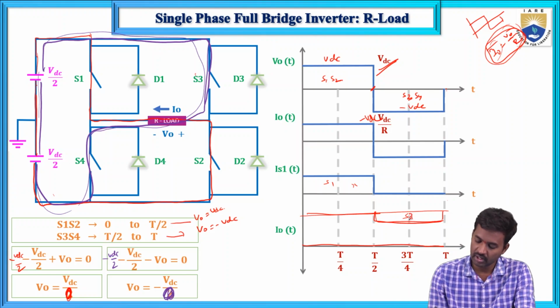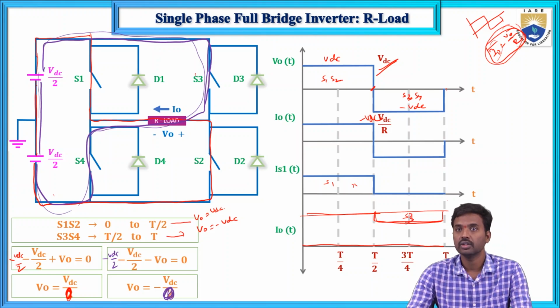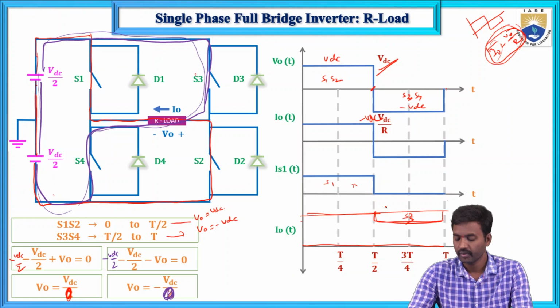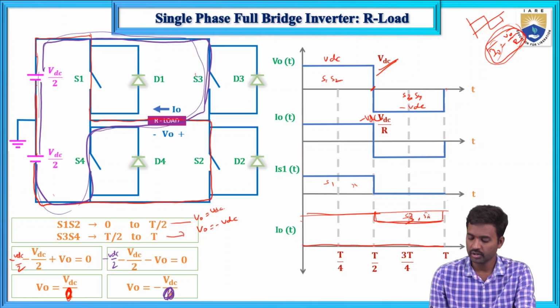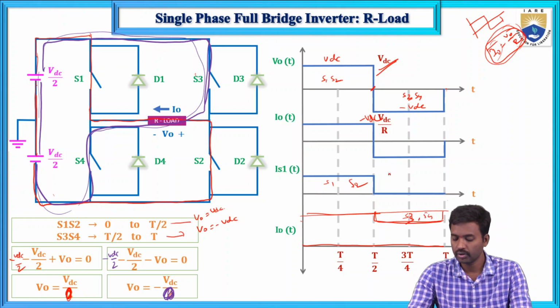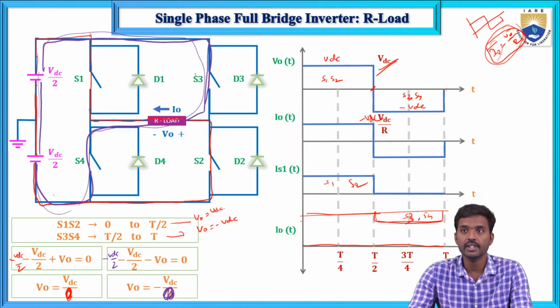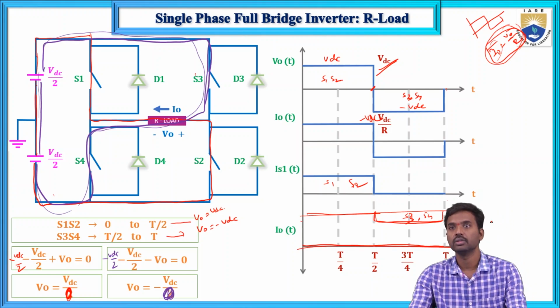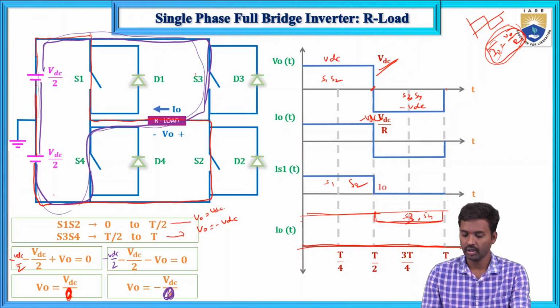In the same way, the S3 switch will conduct from T by 2 to T only. From 0 to T by 2 S3 will be off. And in the same fashion, S4 conducts from T by 2 to T only, and will not conduct from 0 to T by 2. So the diode currents are all 0. Now this is the I0, and this is the output voltage.